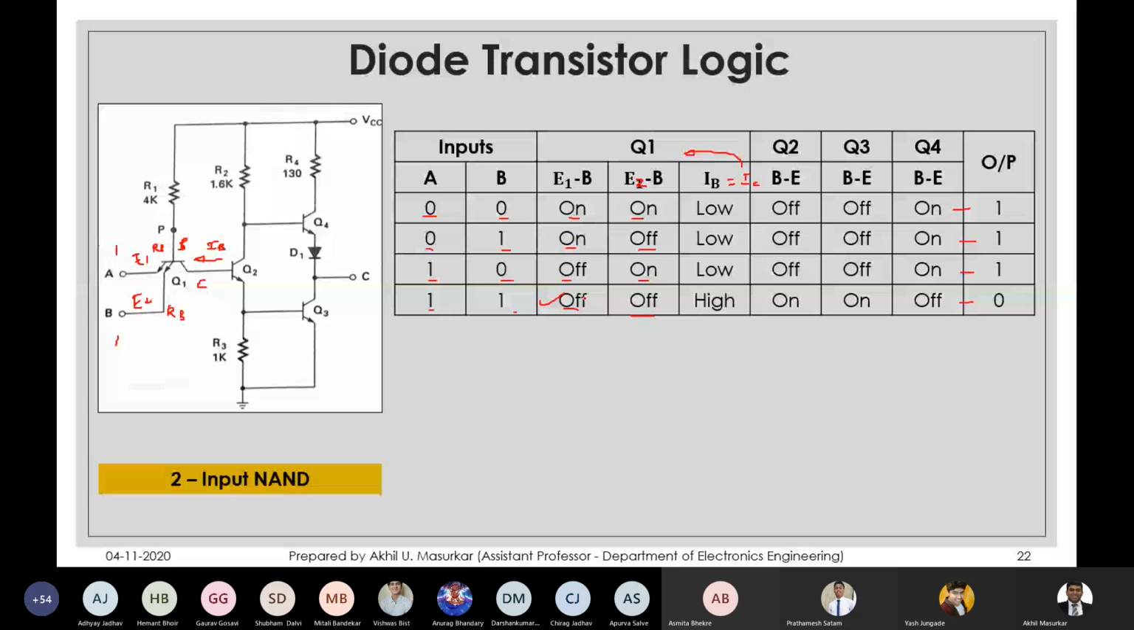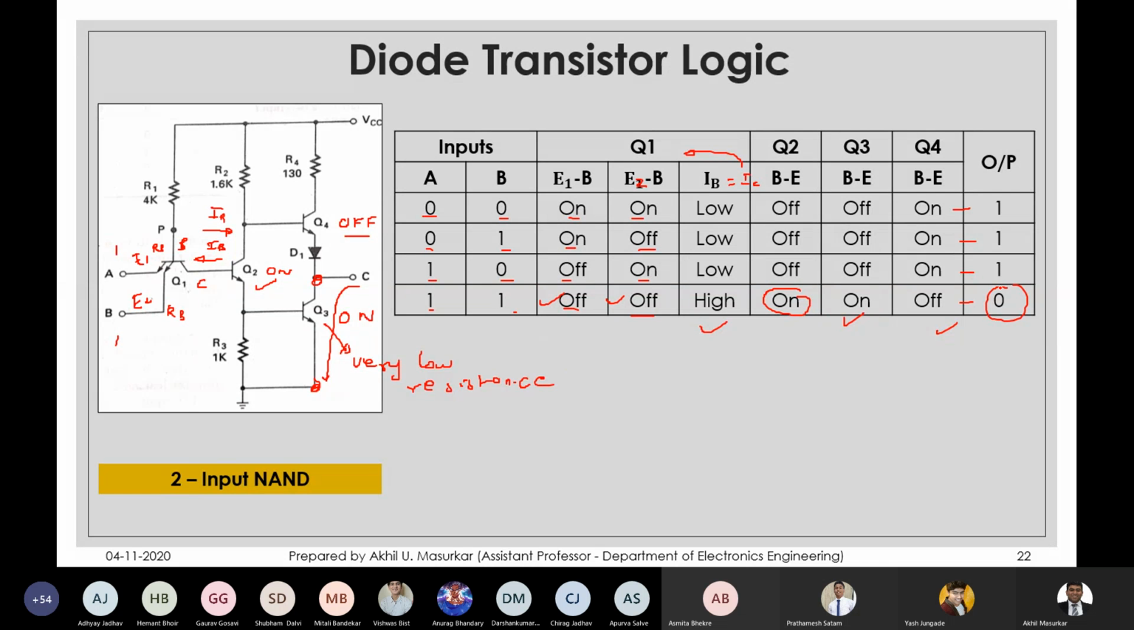If Q2 turns on, Q3 will turn on, and Q4 will turn off. And when that happens, if this is off, the output gets connected to ground, because Q3 offers a very low resistance. And hence the output is 0.